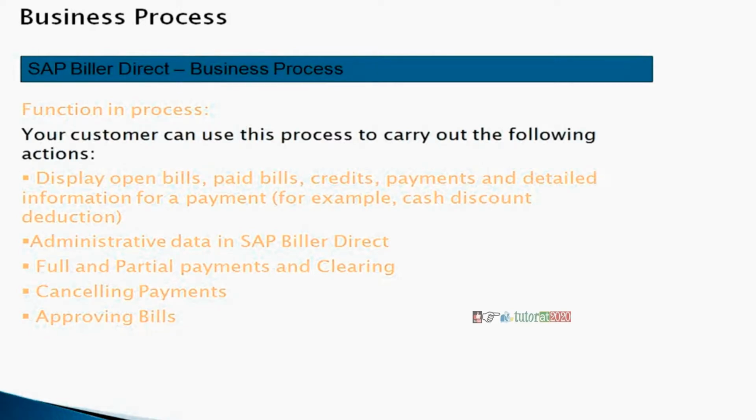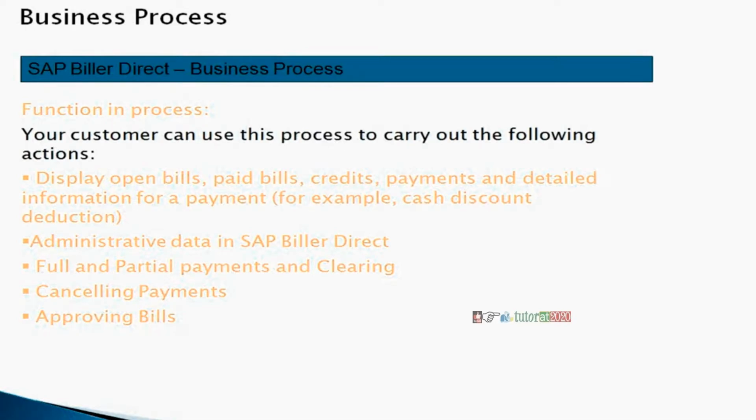Now, coming to the SAP business process, there are different functions in the process. Your customer can use this process to carry out the following actions: display open bills, paid bills, credits, payments, and detailed information for a payment, for example cash discount and deductions. In one sentence, using an FBL payment transaction, whatever a business can see in a customer account, the same can be seen by your customers too.